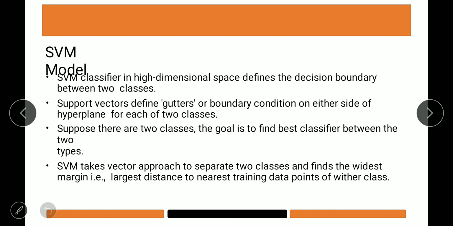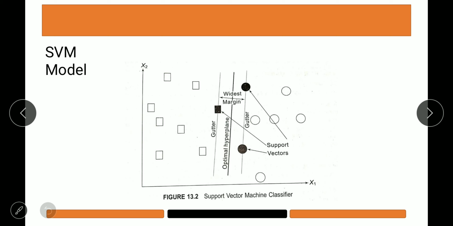Okay, suppose there are two classes. The goal is to find the best classifier between the two types. So SVM takes a vector approach to separate two classes, which finds the widest margin, that is the largest distance to the nearest training data points of either class. So this is a support vector machine classifier. See the gutter or boundary, you have the optimal hyperplane. It takes the widest margin and decides which class the given point belongs to. So that is the technique here.